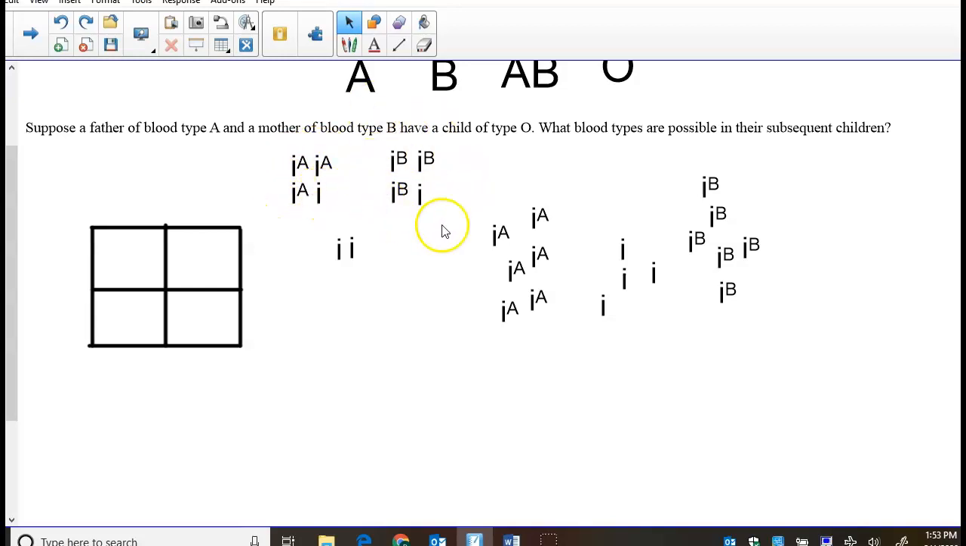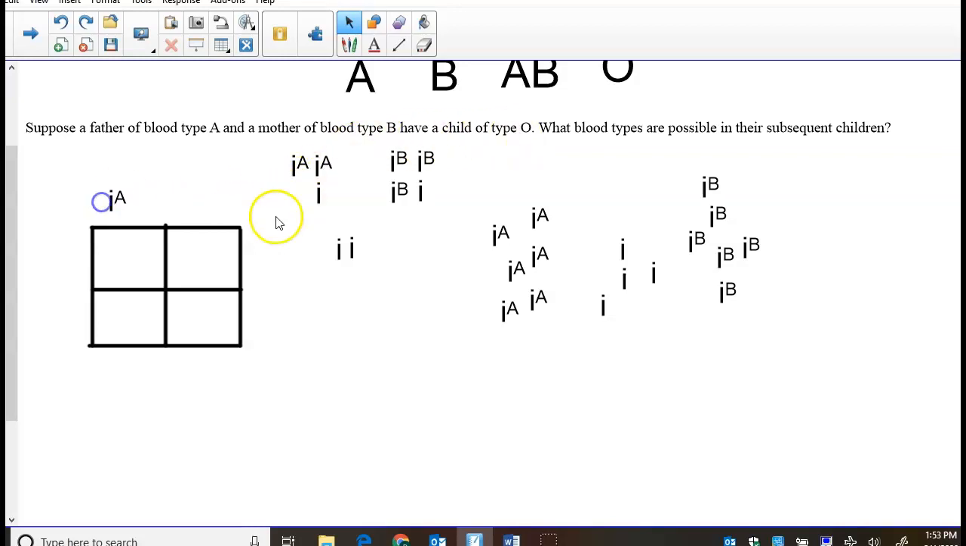The same thing is true for this parent. It would have to be IBi, because it would have to have donated the i to make that O-type blood. This parent could never have a child with O-type blood, and this parent can never have a child with O-type blood. Now, if I didn't tell you that, let's say I didn't tell you that they had a child with O-type blood, you wouldn't be able to figure it out. So these problems, you have to have that information.